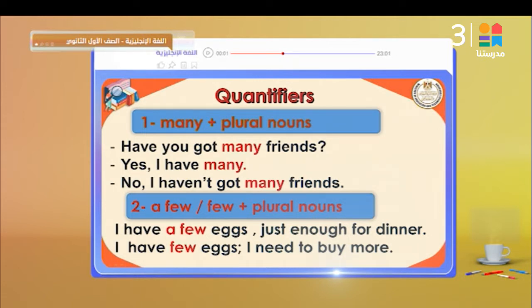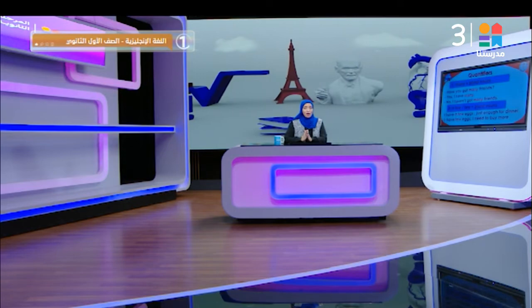But if I say I have a few, it means it's a little number, but it's enough. So we can say I have a few eggs, just enough to make a cake. They are not many, but they are enough to make a cake. So we say a few. But if we say few, they are too little. So we say I have few eggs. They are not enough to make a cake. I have to buy some.